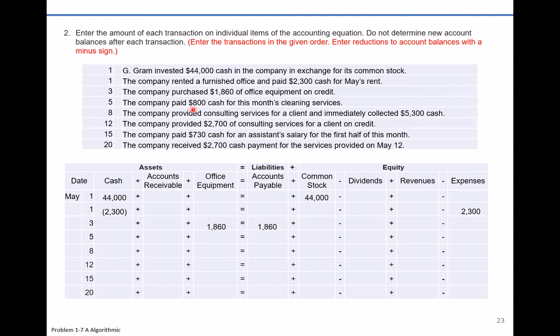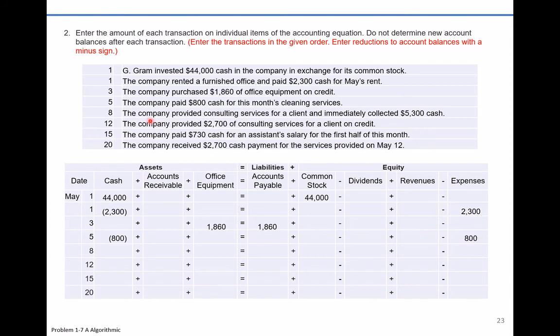Next up, the company paid $800 cash for this month's cleaning service. So we know one account was involved, cash. Cash went down by $800. And it was for this month's cleaning services. Well, that's an expense, cleaning service expense more precisely, but it's just lumped all together in this worksheet under expenses.